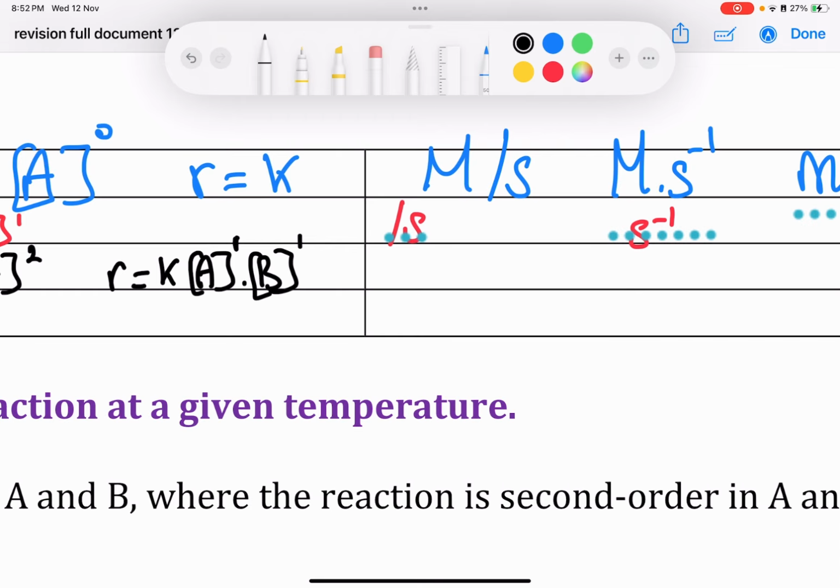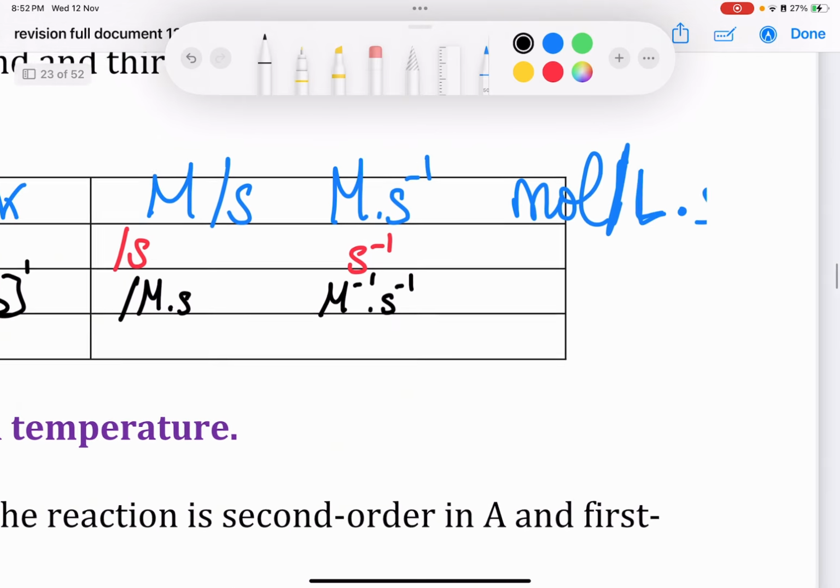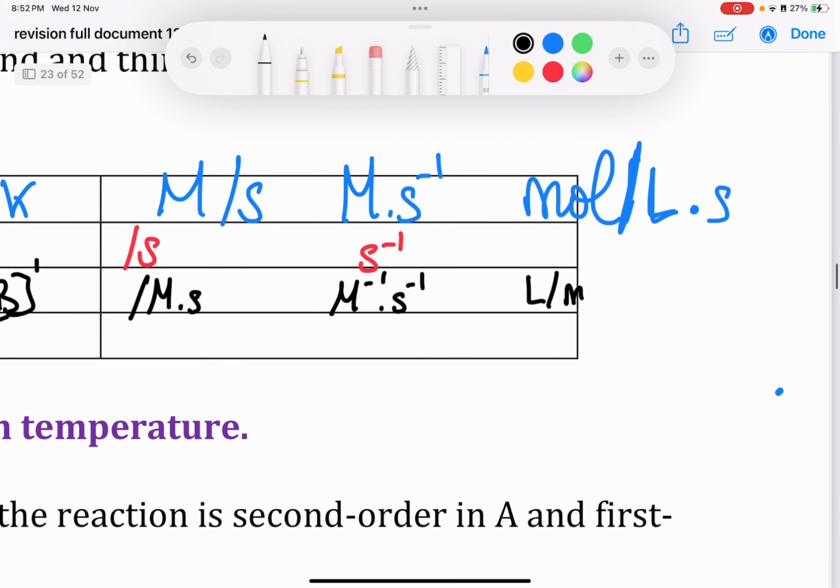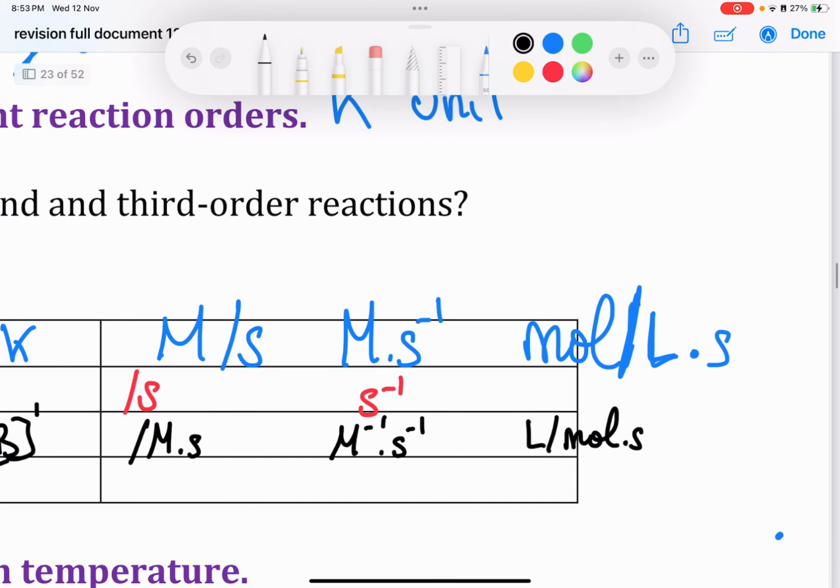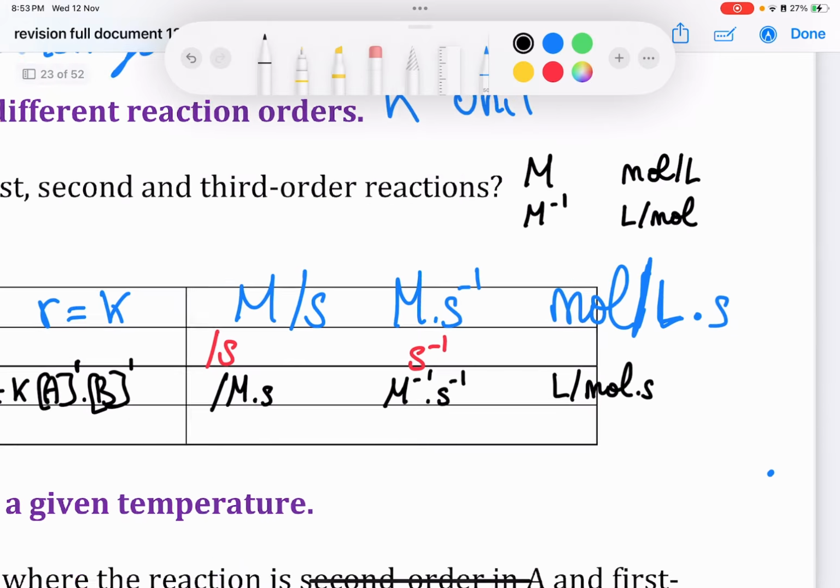So what would be the unit of K? It's going to be per molar second, or M minus 1, S minus 1, or L per mole second. Now I'm going to clarify this. Molarity is mole per liter. Now if I write M minus 1, it means this is the inverse of M. So you can reverse the fraction and write L per mole.